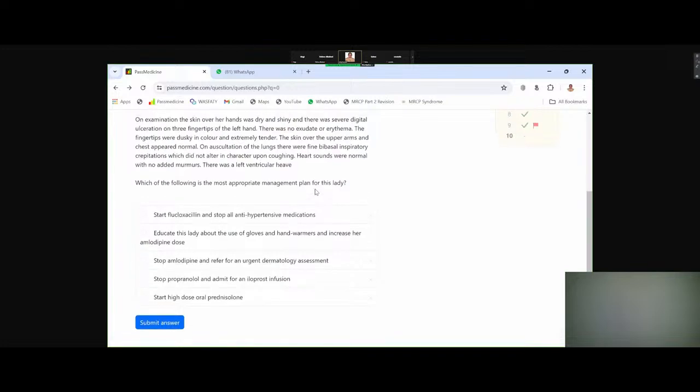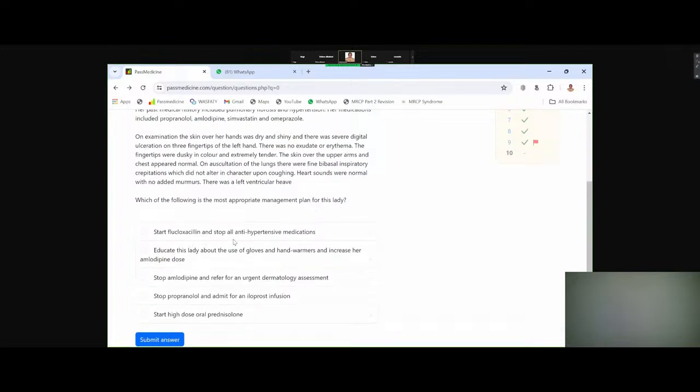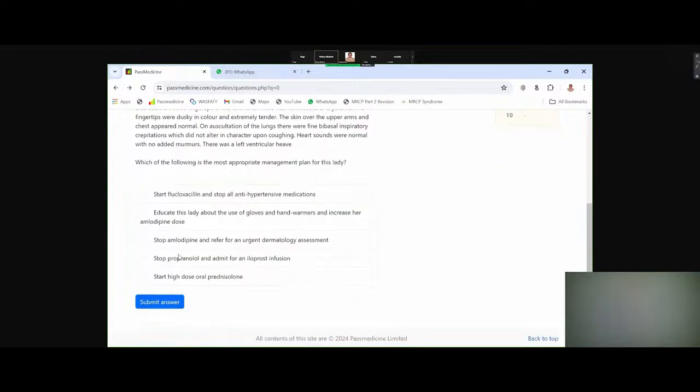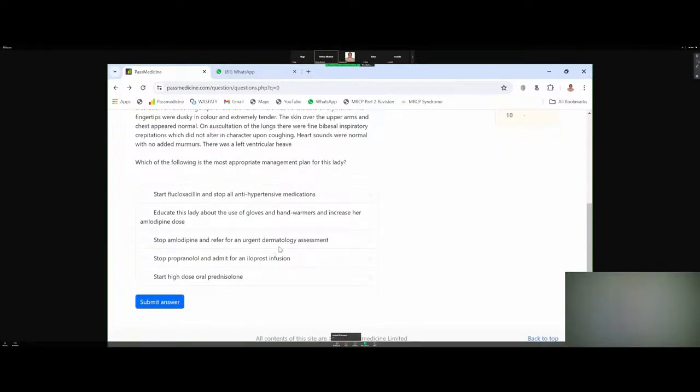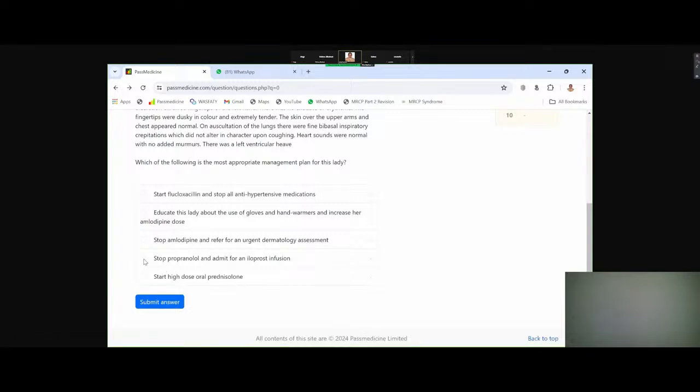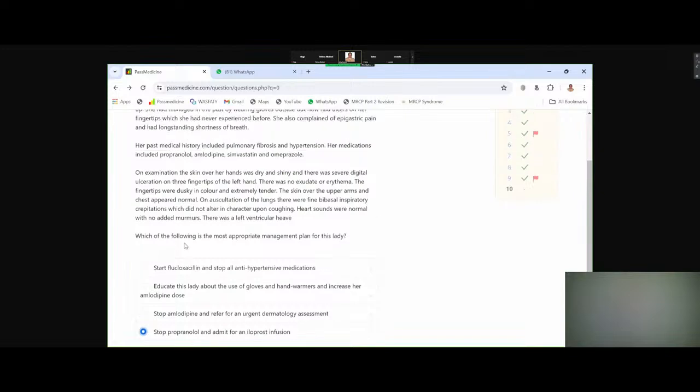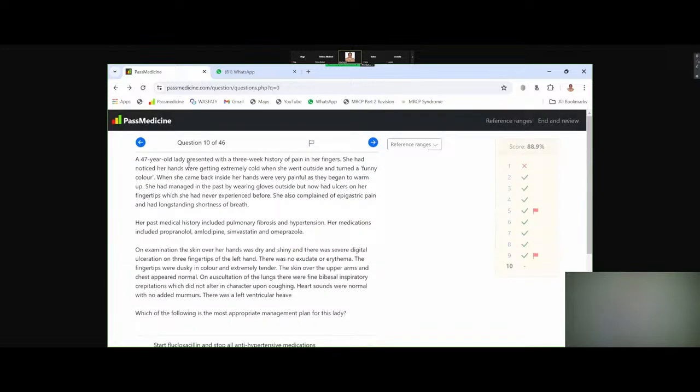Start fludrocortisone, stop all antihypertensive medications, educate this lady about the use of gloves and hand warmers, and increase her amlodipine dose. So I think she is having Raynaud's phenomenon. Or stop and refer for an urgent dermatology assessment. Or stop propranolol and admit for an iloprost infusion, and start high dose oral prednisolone. I think it can be like this, if it's a severe condition, it can be this answer. We will see. So this is a 47-year-old lady.